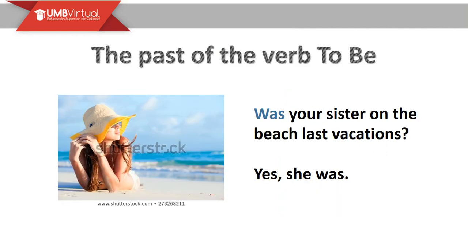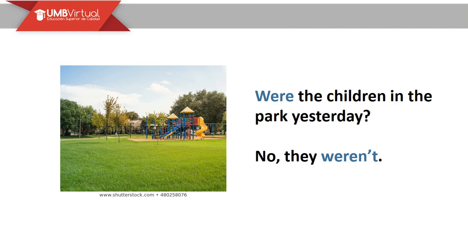So the past of the verb to be, was your sister on the beach last vacations? Yes, she was. Aquí vemos como tal una pregunta que hace uso como tal del was o del were, but just in a simple way. Were the children in the park yesterday? No, they weren't. For the second example, para este ejemplo, nosotros tenemos el uso del verbo to be con el were, so we can use it.